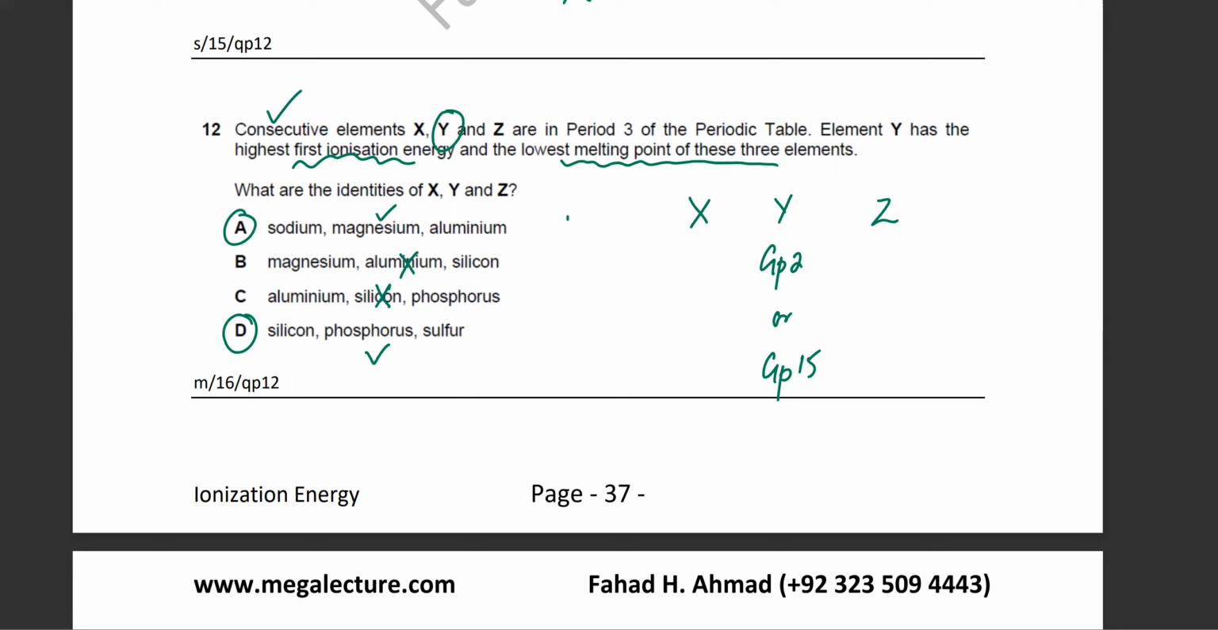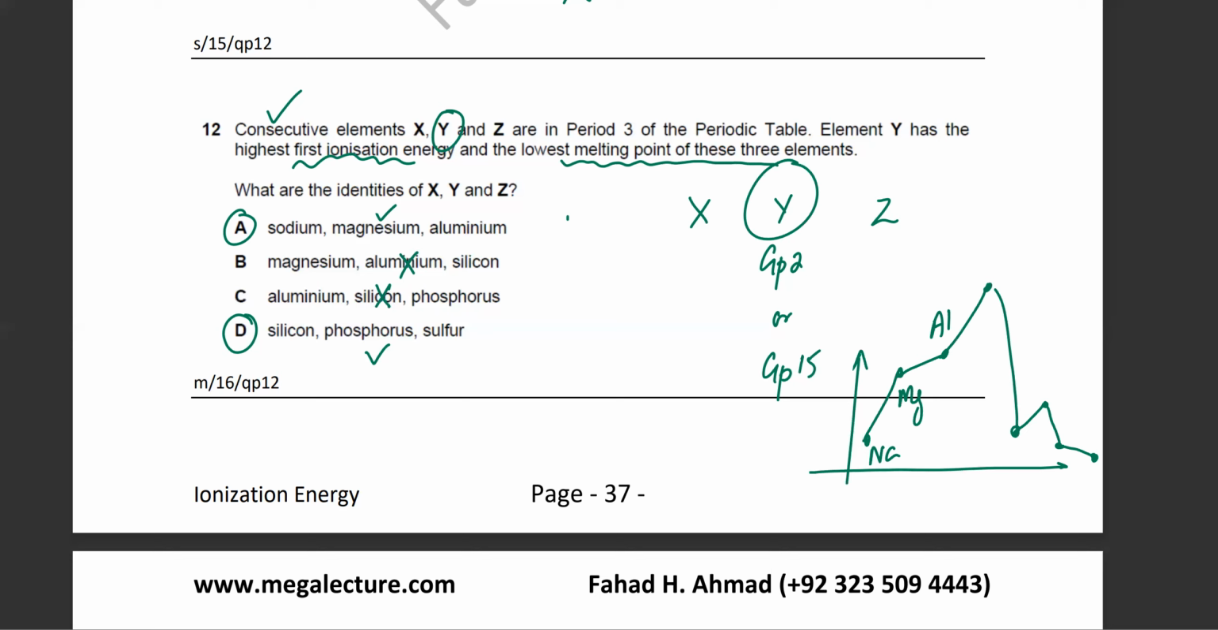But I'll tell you that this is the graph for melting points. I'll quickly draw the graph and we can relate that. It's Na, then Mg, then Al, then silicon has a giant covalent structure. Then you've got phosphorus, sulfur, and chlorine, and then argon. They were saying that the middle one, Y, should have the lowest melting point. That is not true for magnesium, because magnesium doesn't have the lowest melting point compared to its neighbors, X and Z. So that is going to be wrong.